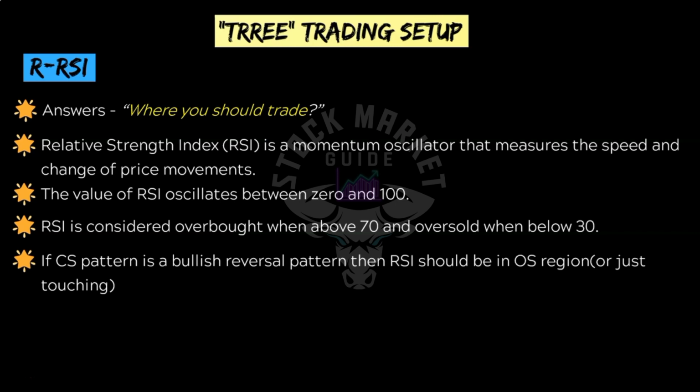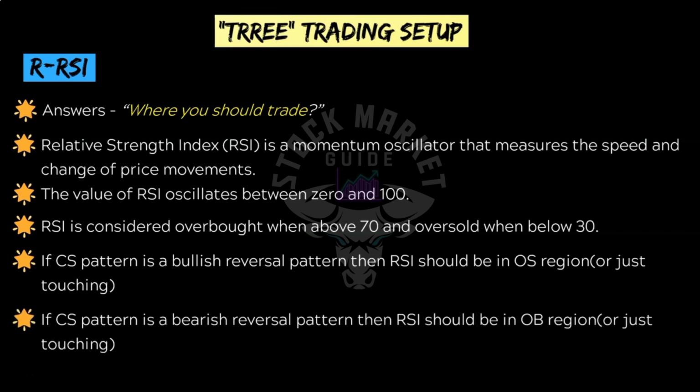It is considered if the asset class is in overbought level, then there is probability of decline. And if the asset class is in oversold region, that is below 30, then there is probability of price rise. Now friends, this knowledge of RSI is enough as far as our strategy is concerned. So in this third step of our strategy, you just need to get a simple confirmation from RSI. If the candlestick pattern is bullish reversal pattern, then RSI should be in oversold region, that is less than 30, or just touching the oversold region. And if the candlestick pattern is bearish reversal pattern, then RSI should be in overbought region, that is above 70 or just touching this level.